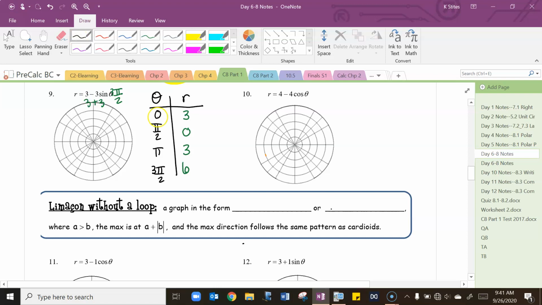All right, so when theta is 0, my radius is 3. When theta is pi over 2, my radius is 0. When theta is pi, my radius is 3. And 6, 1, 2, 3, 4, 5. We're just going to pretend it's right here. And then you can go ahead and graph that. Again, feel free to type it in your calculator if you'd like. But again, the key thing is this is really rounded out.